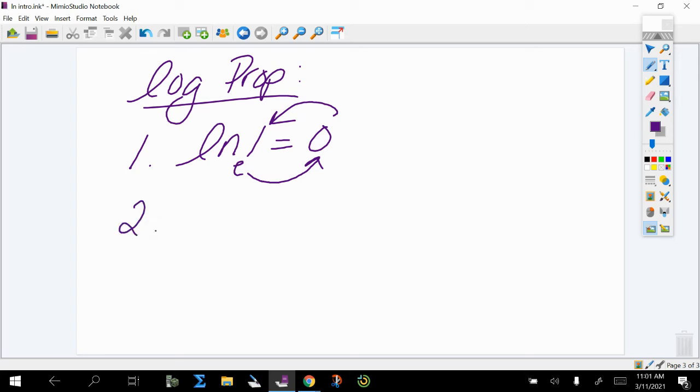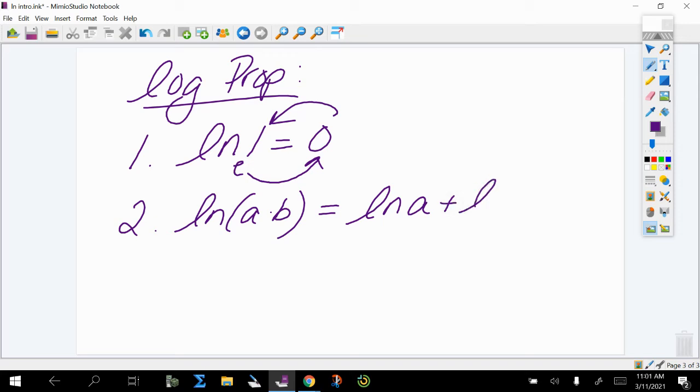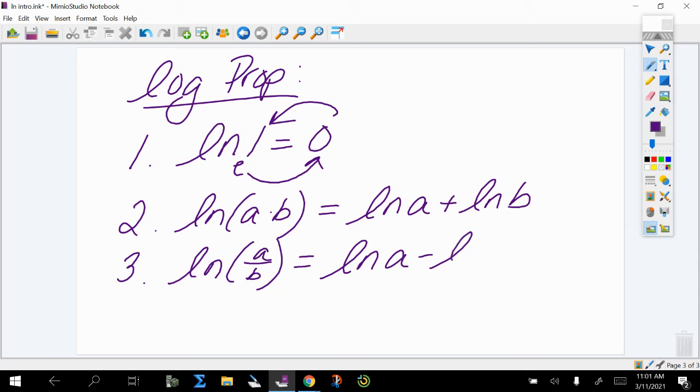We have our product property, which says if you take the natural log of two things being multiplied, we can expand it with addition. So we get the natural log of A plus the natural log of B. We have a quotient property of logarithms, which says if you take the natural log of two things divided by each other, you can expand it by doing the natural log of A minus the natural log of B. And I promise these things will help in a calculus setting. I'll show you some basic problems too.